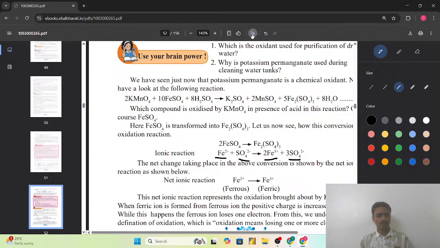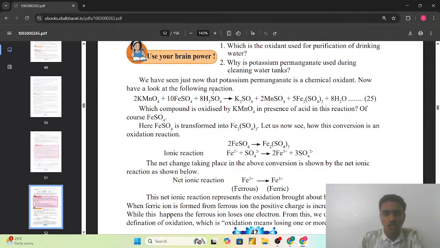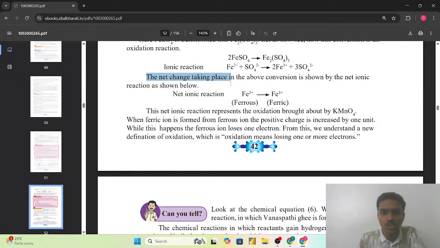यहाँ पर हमने क्या देखा तो वही आगे हमें एक्सप्लेन यहाँ पर किया गया है. So we have seen here the net change taking place in the above conversion is shown by the net ionic reaction as shown below. Net ionic reaction क्या है? तो Fe2+ gets formed into the Fe3+. ये क्या, ये मतलब यहाँ पर क्या हुआ? So that ion which is carrying the charge of +2 leads to the formation of the ion Fe3+. तो यहाँ पर फेरस का फेरिक यहाँ पर हमने देखा है.